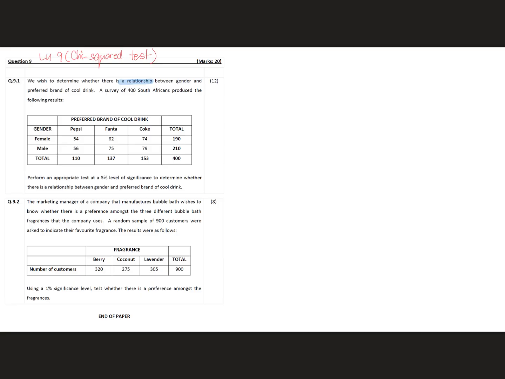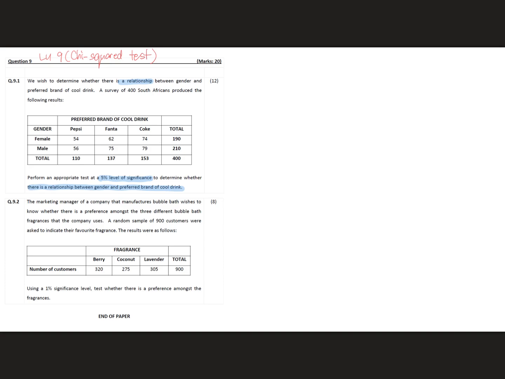So then they said to you that they surveyed 400 South Africans and these were the results. In the table that you see here, which is your normal two-way contingency table, they've given you the outcomes of that survey. And this is saying to you that there are three preferred brands of cold drink: Pepsi, Fanta, and Coke. And then they separated them according to gender, male and female, and this was the outcome. Then they said to you, perform an appropriate test at a 5% significance level to determine whether there is a relationship between gender and the preferred brand of cold drink.